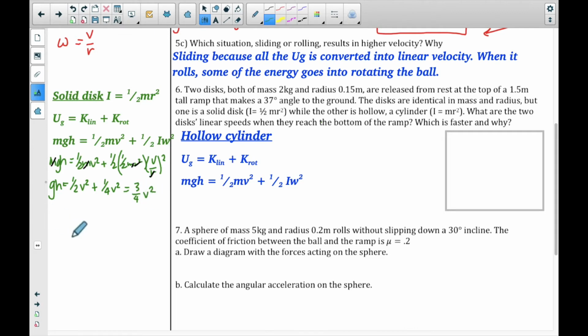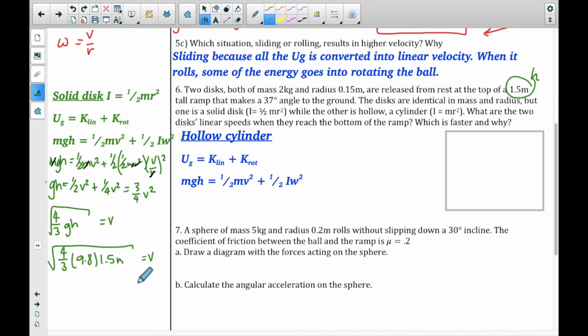So I'm going to multiply both sides by 4 over 3. And then I want to take the square root because I have a squared. And that's going to be my v. So now I'm ready to plug in. I have my g, which is 9.8, and my height is the height of the ramp. And the ramp is 1.5 meters, so that's my height. So I can plug that in and then do my calculation.